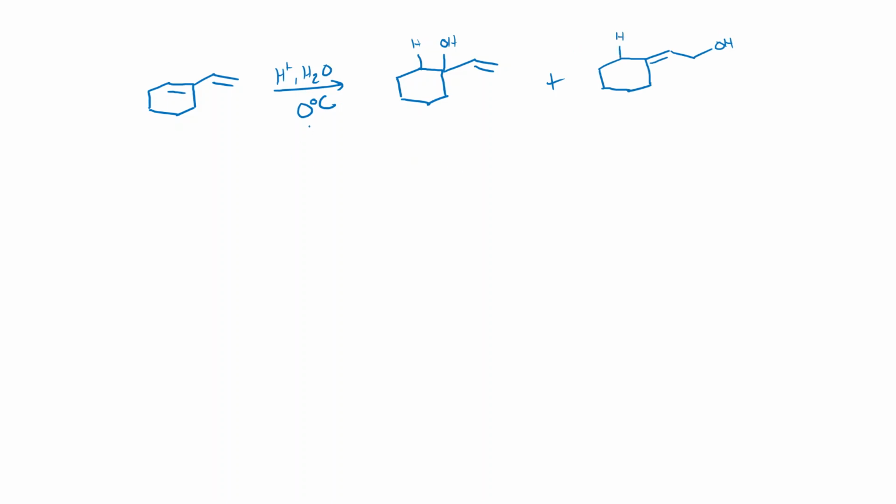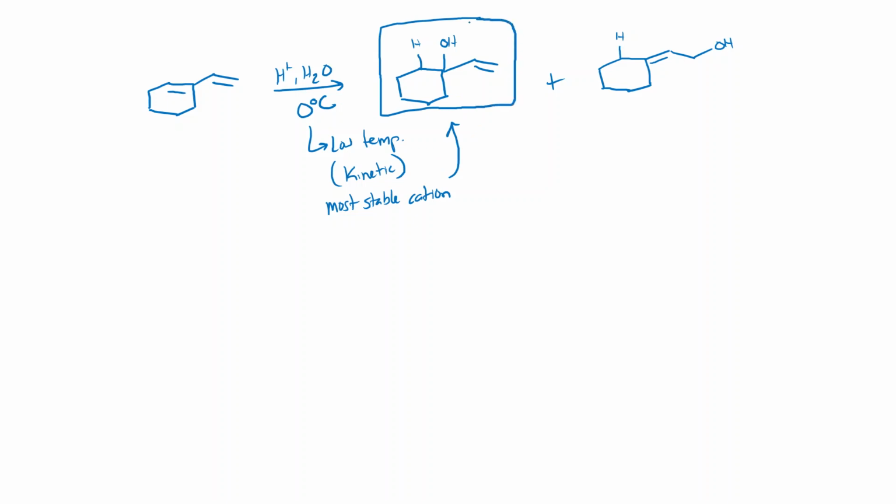At 0 degrees Celsius, we note that that's low temperature. And so that means the kinetic product will be favored. We're going through the most stable cation, right? The kinetic product is the one that goes through the most stable intermediate, the most stable cation. That is this one here. So we would expect to see the tertiary alcohol product as our main product at 0 degrees.